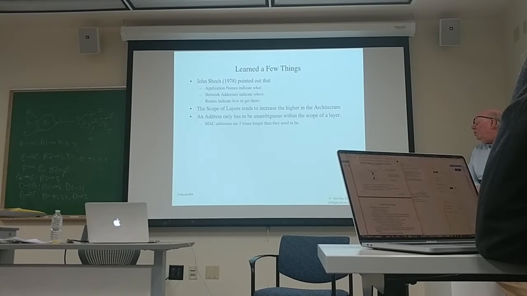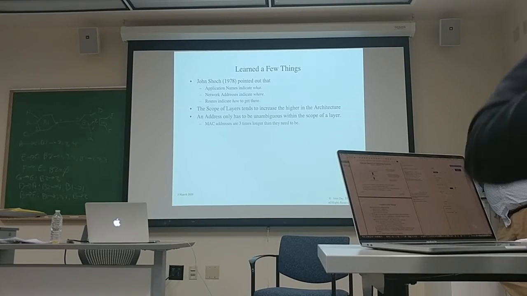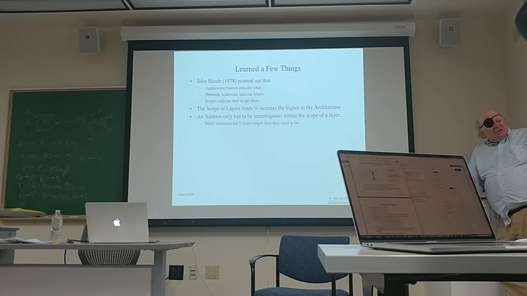An address only has to be unambiguous within the scope of its layer. Consequently, MAC addresses are really 3 times longer than they need to be. Take a 1 kilometer Ethernet cable, right? It's what, 16 bits? You think you can get 65,000 devices on it? However, that was a nice little thing at that time.